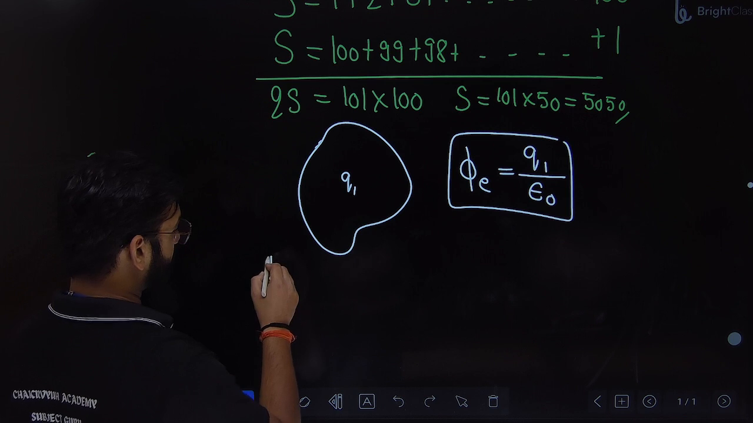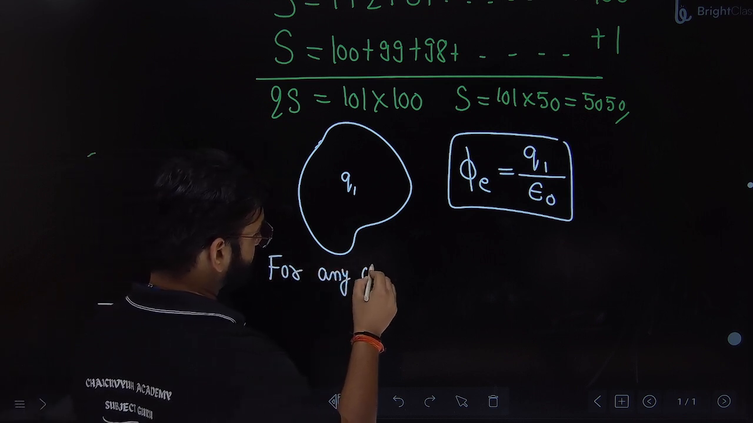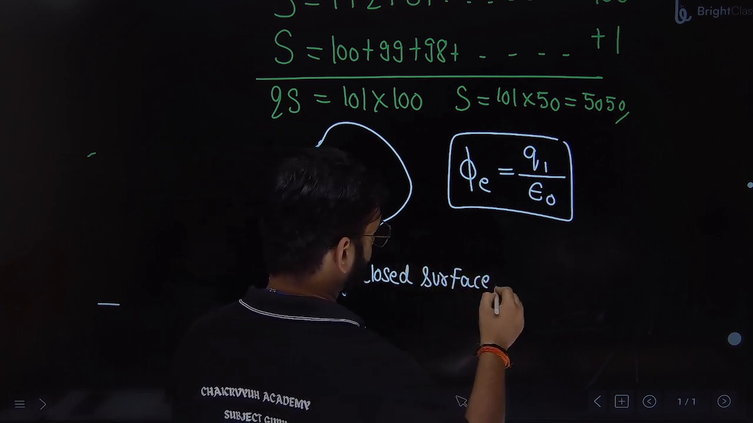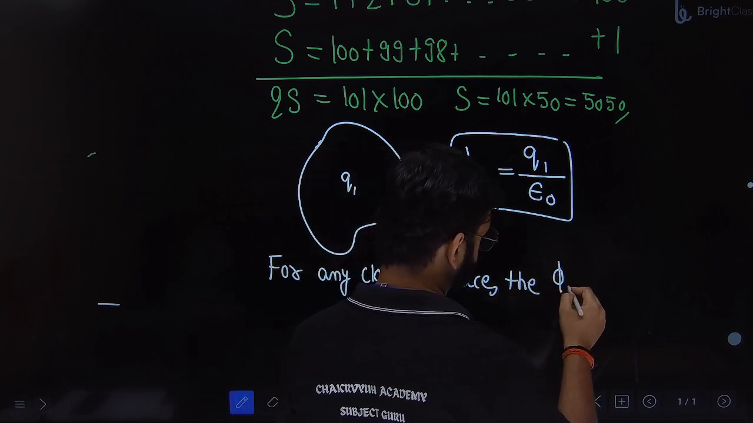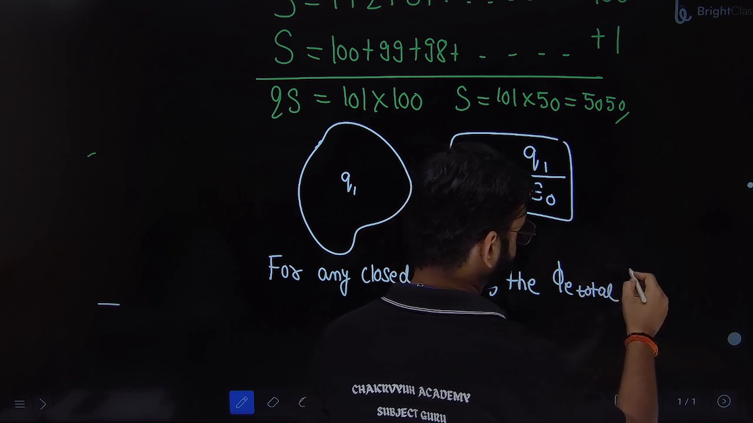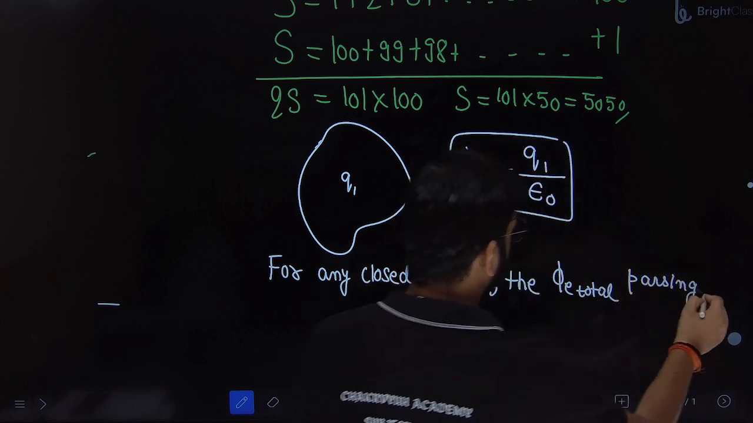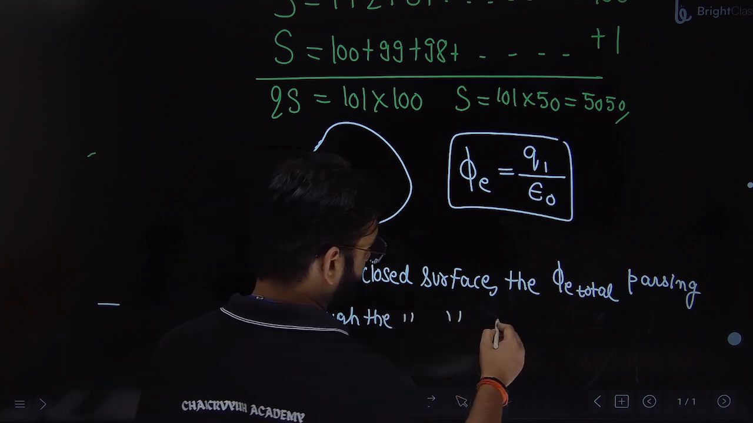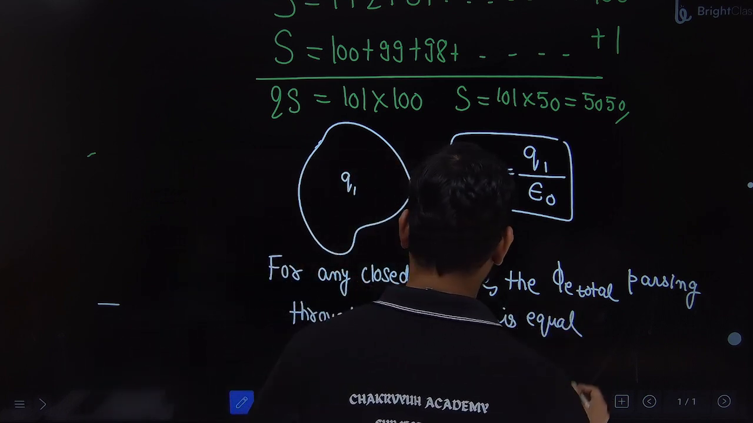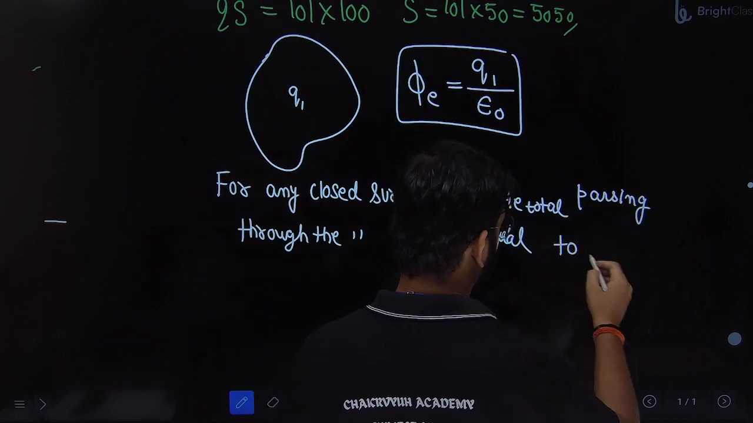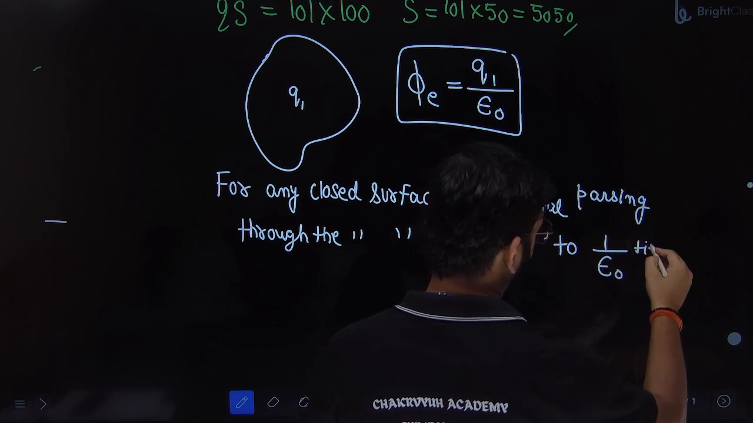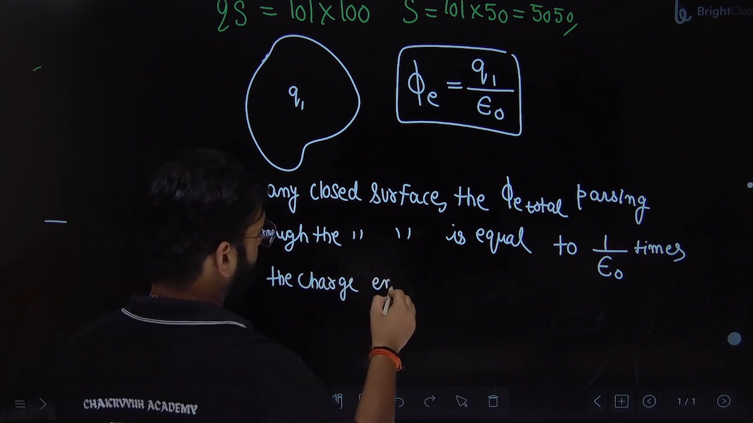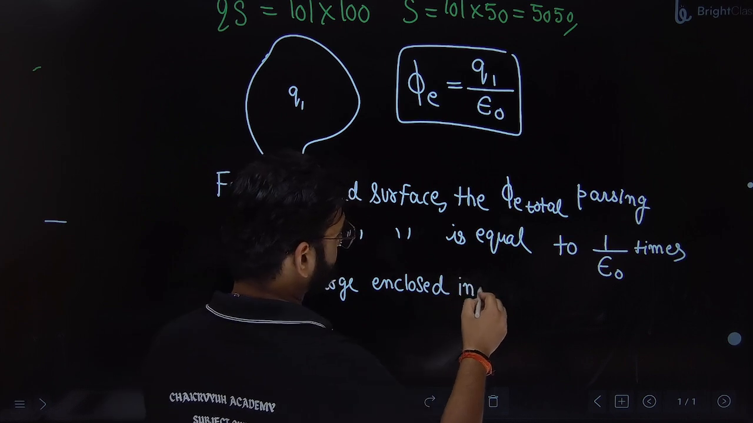You can write down the Gauss theorem: for any closed surface, the total electric flux passing through the closed surface is equal to 1 by epsilon naught times the charge enclosed in the surface.